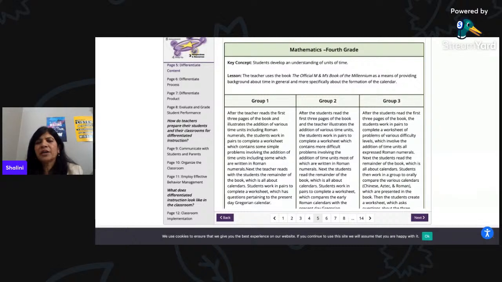Whereas in group 3, students are again asked to read 3 pages of the book. They work in pairs to complete a worksheet of problems at various difficulty levels. So here, without the teacher's help, they are able to do the tasks. They have been given more complex tasks, and the teacher will just check it at the end. Go back.